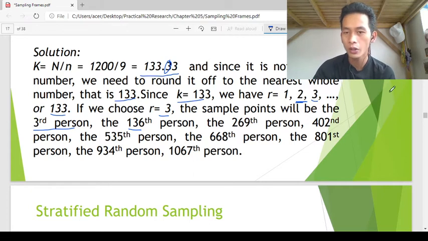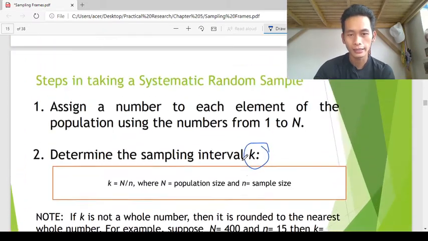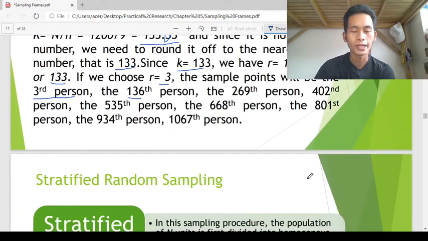So these are your respondents. The third person, 136th person, 269th person, 402nd person, and so on and so forth. That is how systematic random sampling is conducted, or to be conducted.